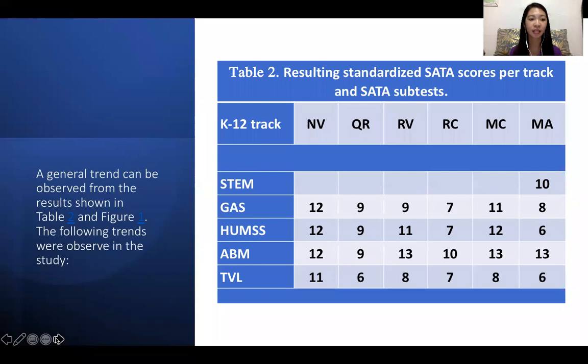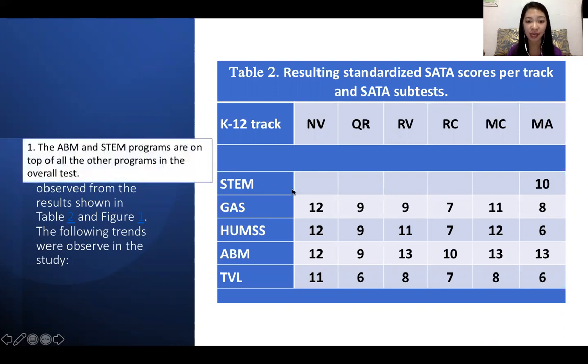So to discuss further, based on the findings of the study, it is concluded that the null hypothesis is rejected because there is a significant difference found between the track types. So a general trend can be observed from the results shown in Table 2, which is about resulting standardized SATA scores per track and SATA subtests. And also in Figure 1, the following trends were observed in the study. Based on this figure, we could see that the ABM and the STEM programs are on top of all other programs in the overall test. Sorry if there is lacking data that I should have included.